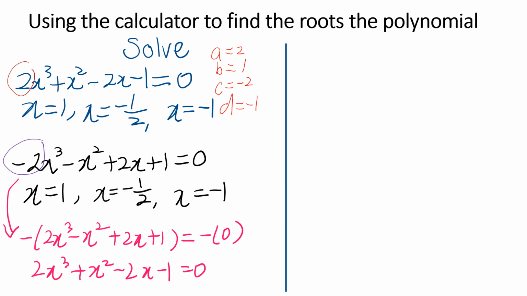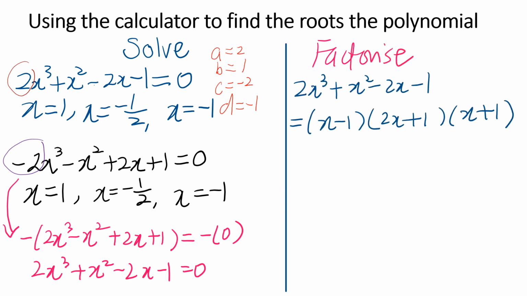The story is different when you are doing factorization. When you are asked to factorize this one, the three linear factors will be x minus 1, 2x plus 1, and x plus 1. These are the 3 linear factors.